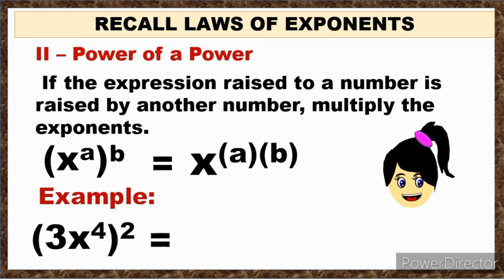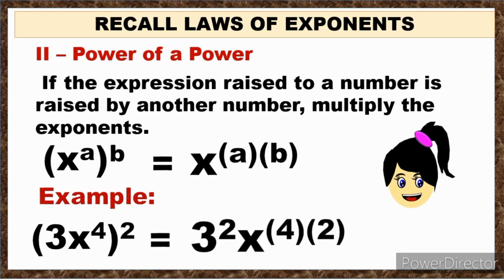Then, it is equal to, we distribute the exponent. So, we have 3 square, then x raised to 4 times the another exponent, 2. Okay, and then now 3 square, it becomes 3 times 3. Then, we have x raised to 4 times 2. 3 square again is 9, and then 4 times 2 is 8. So, therefore, the answer is 9x raised to 8. So, that is power of a power.